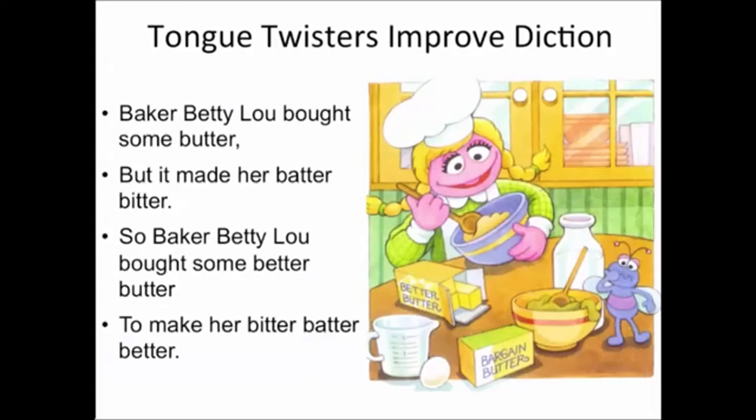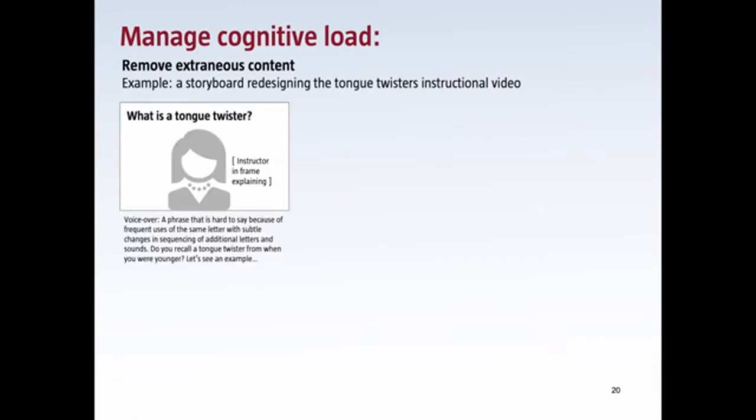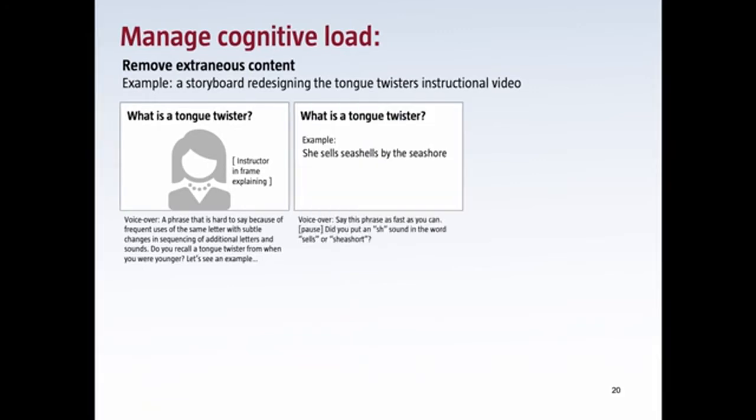An example I'll use is the Betty video redesigned in a storyboard format so that you can see how some of the extraneous content has been eliminated and things have been sequenced. So the first thing I'm doing is bringing the instructor into frame with only the question, what is a tongue twister? The instructor speaks the response to that question and then ties back to students' prior knowledge by asking, do you recall a tongue twister from when you were younger? Let's see an example. So now the instructor pops up this other example and says, say this phrase as fast as you can. Did you put an SH sound in the word cells or she sure?